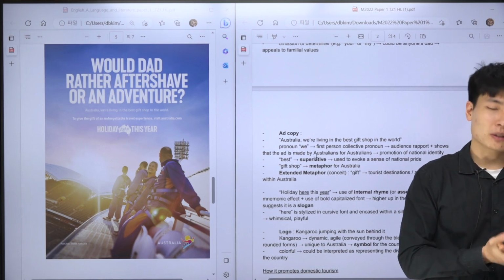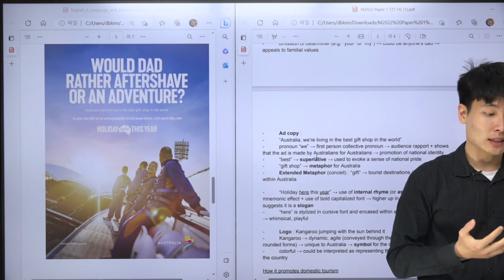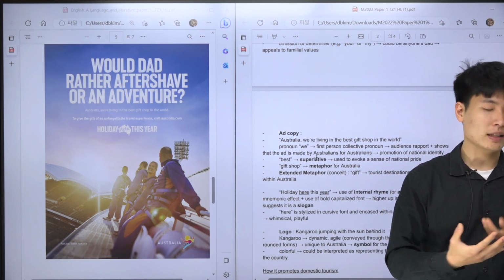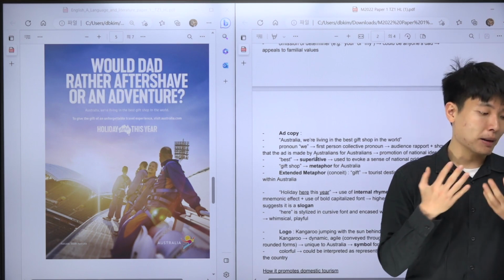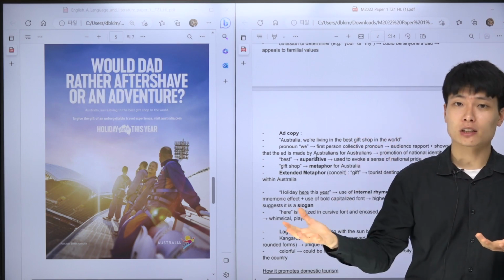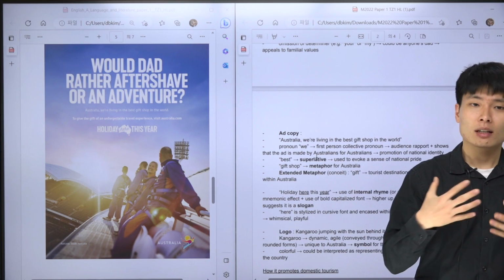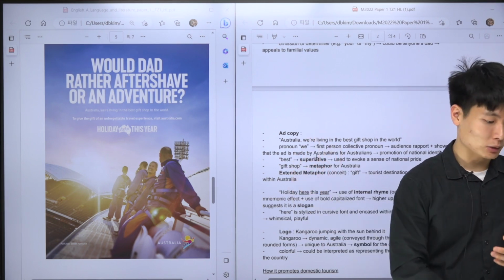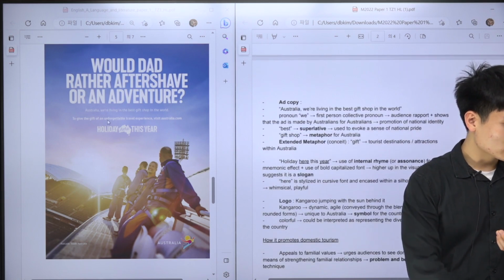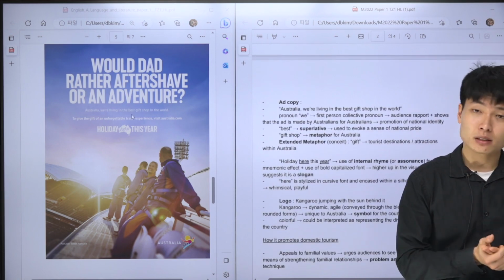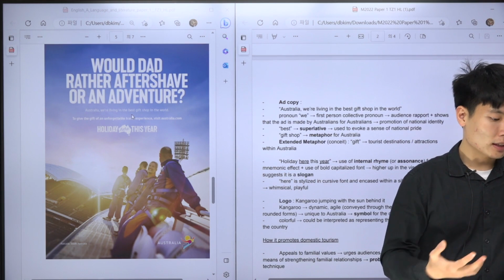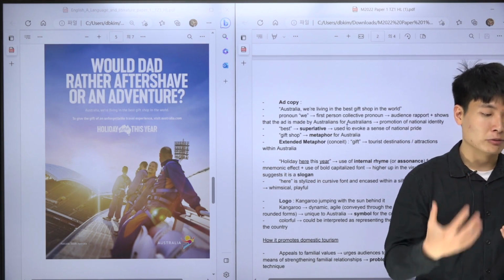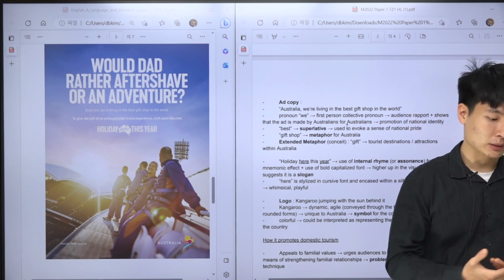We is a first person collective pronoun. Again, this is used to establish audience rapport, and it shows that the advertisement is made by Australians for fellow Australians. So we can say that maybe there's a promotion of national identity going on here as well. You can also notice that there's a use of the word best, which is a superlative. And again, that will factor in, helping to evoke a sense of national pride in this advertisement as well.